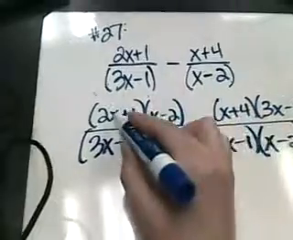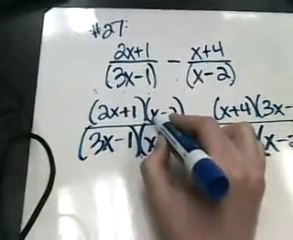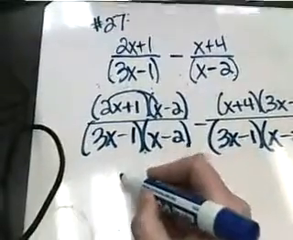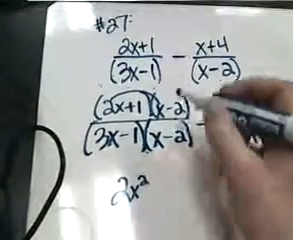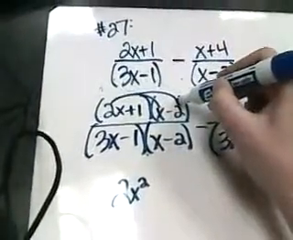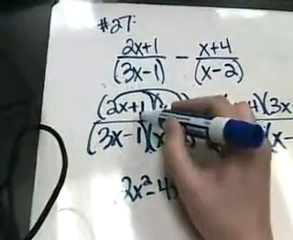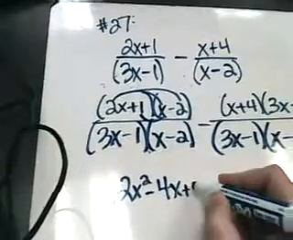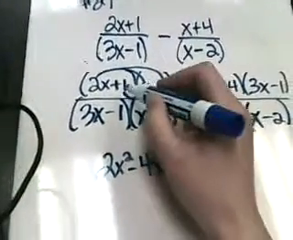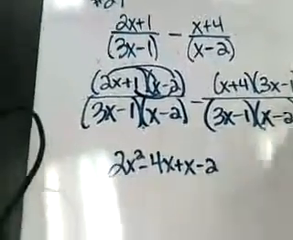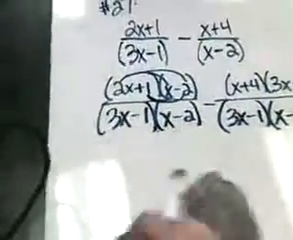Now we've got two sets times each other, so that's when I have to do FOIL here. So I'm going to take first 2x squared, outside negative 4x, inside x, last negative 2. I'm running out of room, so I gotta scoot this over here.